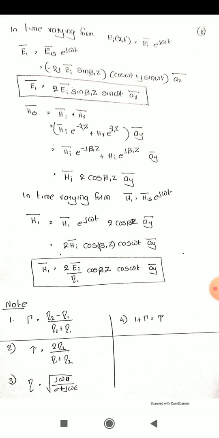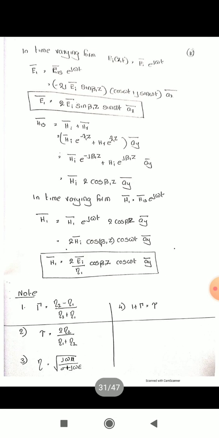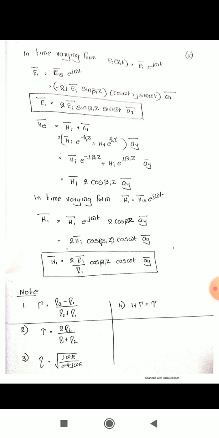Next, if it is a time varying field, then what do you have to do? E1 is equal to E1s into e power j omega t. So you take minus 2j EI sin beta z into e power j omega t into consideration. e power j omega t can be represented as cos omega t plus j sin omega t. Now by multiplying this and taking only the real quantity, E is equal to 2 times the magnitude of EI, sin beta z sin omega t AX cap. Similarly, by solving HIS, we will get 2HI cos beta z cos omega t AY cap.